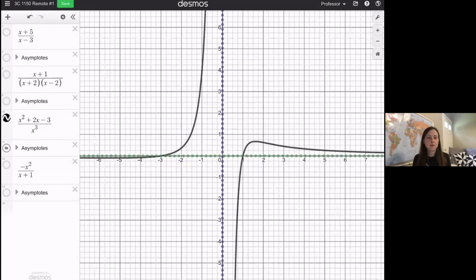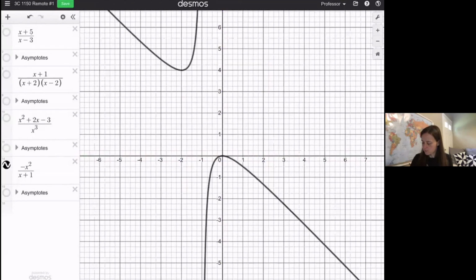For our third function, the vertical asymptote is the y-axis, which is x equals 0, and x equals 0, 0 cubed down in the denominator, causes division by 0. And even with our slant asymptote function, if you look at x equals -1, that's the number that causes division by 0 for this one.